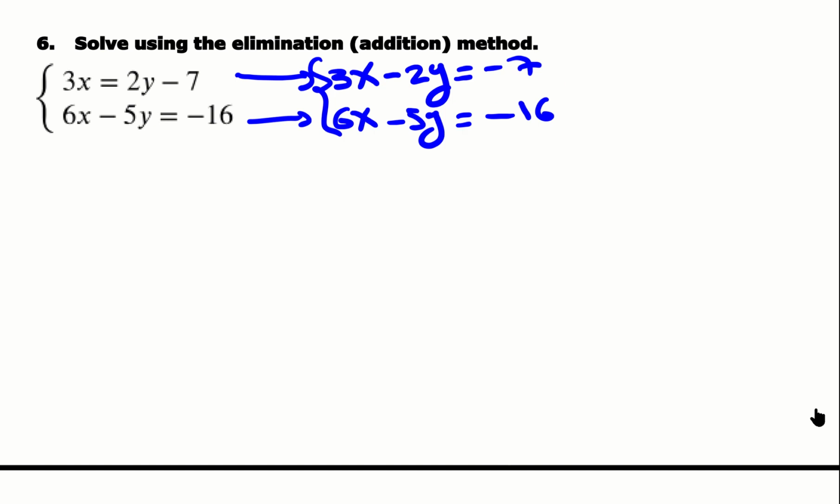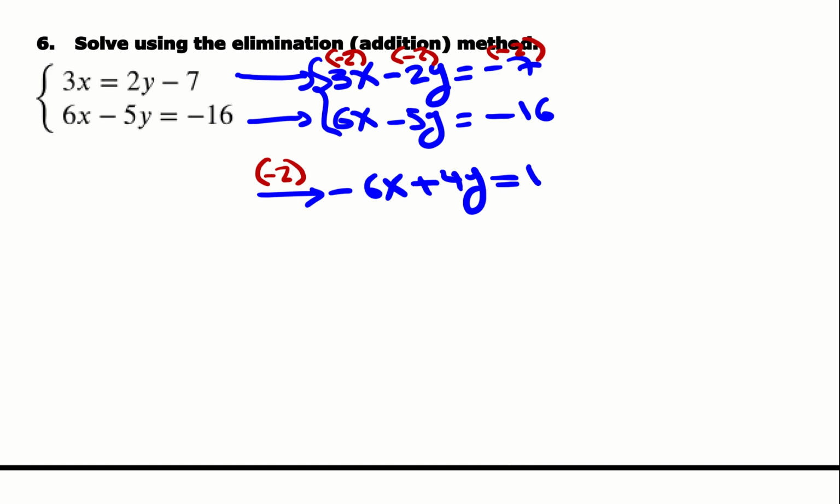We'll go ahead and multiply the first equation by negative 2. And that means multiply each of those three terms by negative 2. And we end up with negative 6x plus 4y equals 14. The second equation we're just going to bring over without changing.